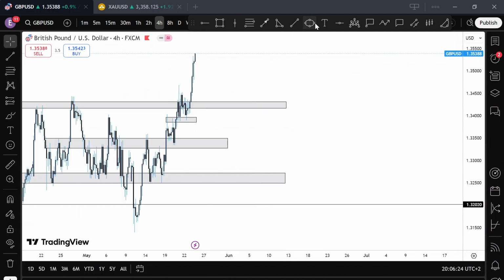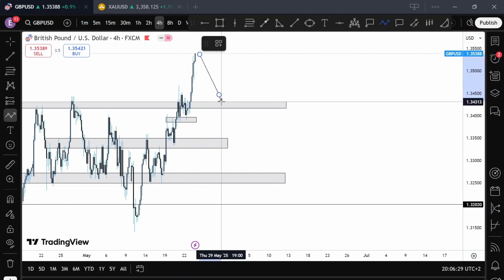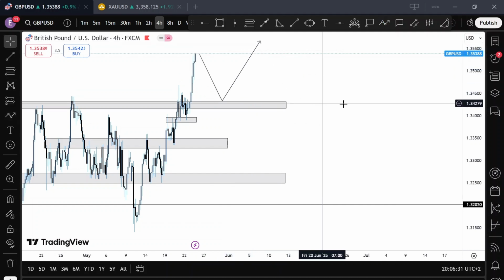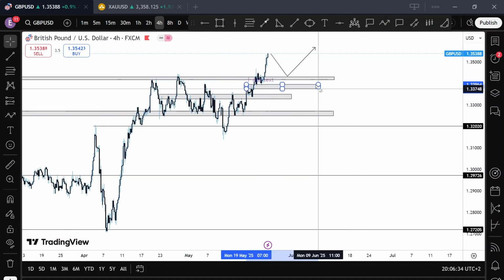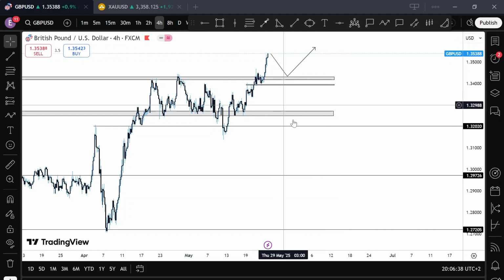I just need something like a pullback to these regions here to pick up orders, and then we can continue to the upside. Alright, this is exactly what I'll be looking out for here on pound USD. Take this off, not too many lines here.